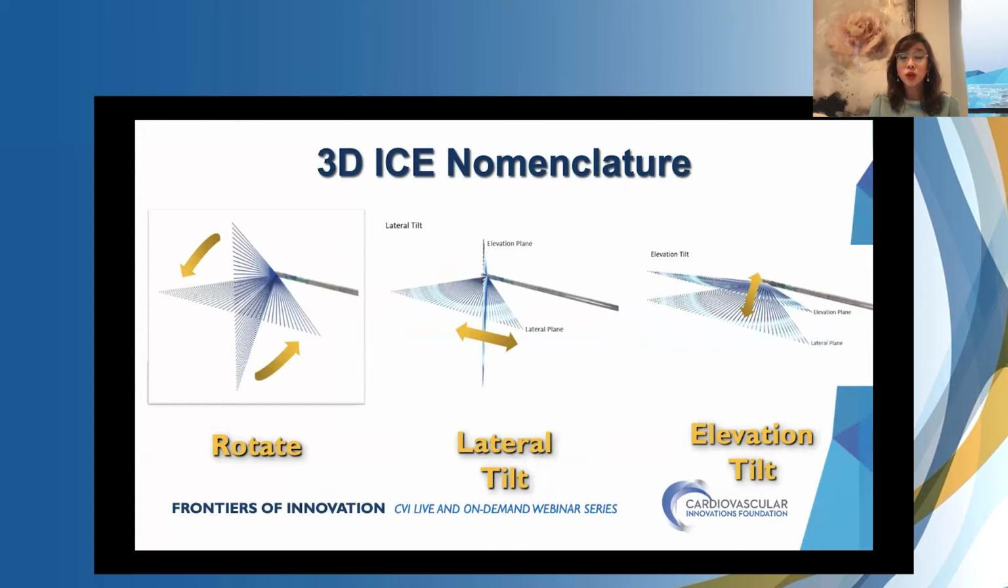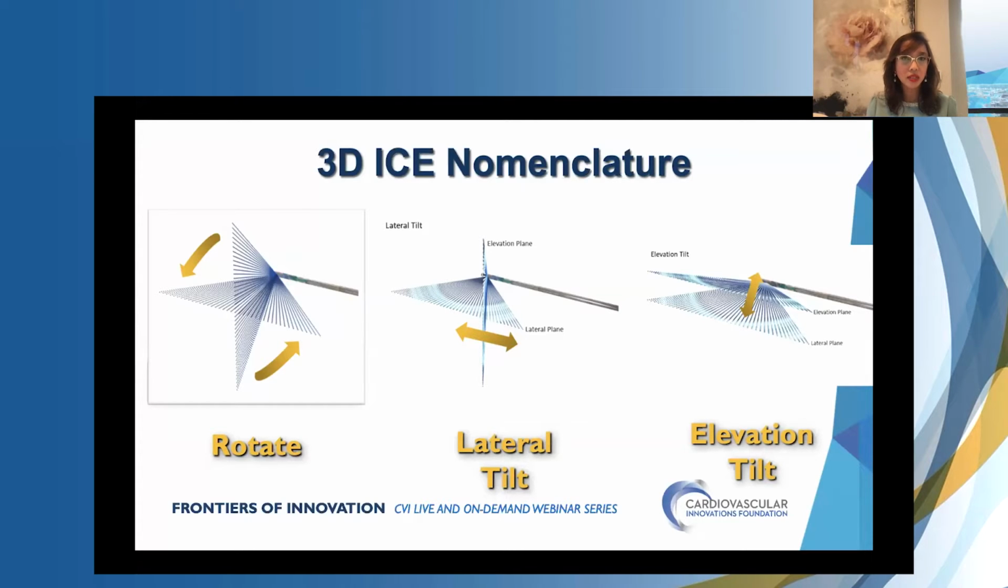Now, tilt is what we use in X-plane, and is adjusted by sweeping your M line back and forth across the screen. And in standard X-plane, tilt is actually your lateral tilt, and we use it a lot in our TEE, and it's the most common type of tilt. In terms of elevation tilt on the right-hand side, it's been available for a long time. We do use it on our 3D TEE, but not as frequently.